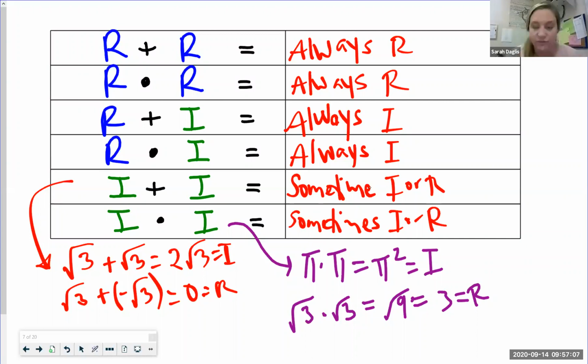Okay, so this table right here is key. This is going to help you with everything that we are going to do with rational and irrational numbers. So take a picture of it, write it down, do whatever you got to do. This is very, very important. So I'm even going to pause for a second to let you guys write this down.